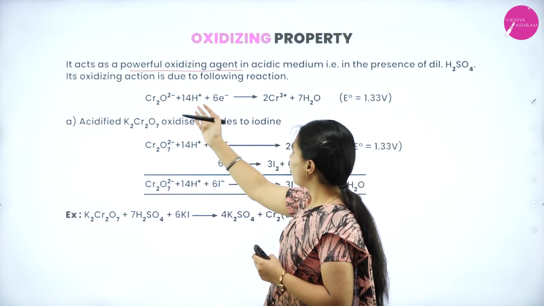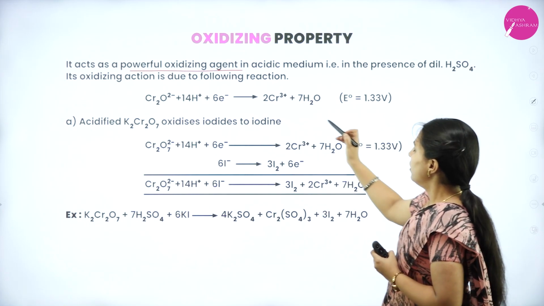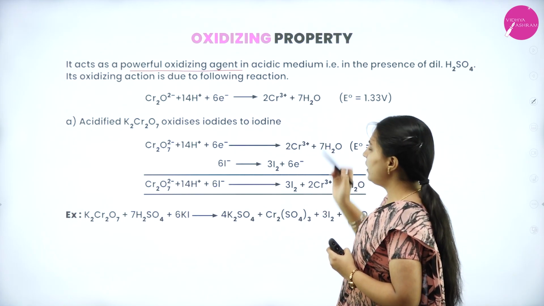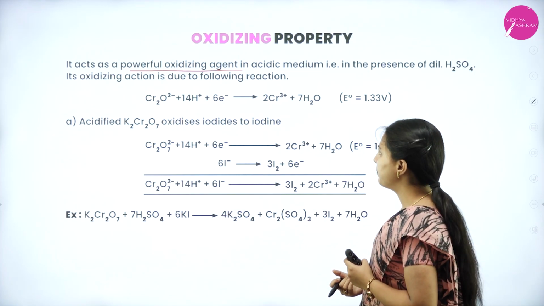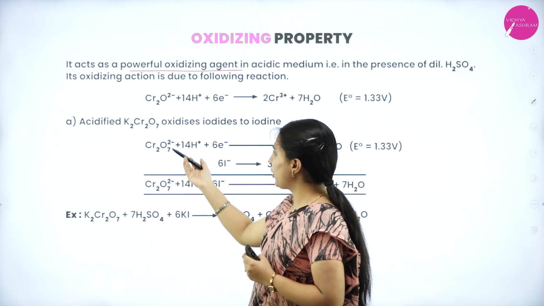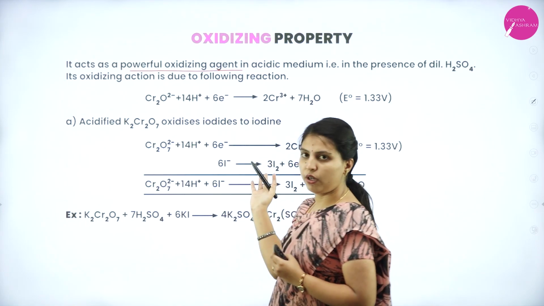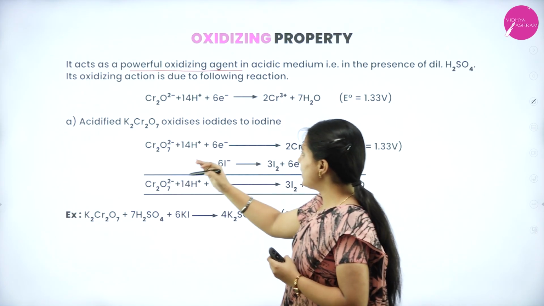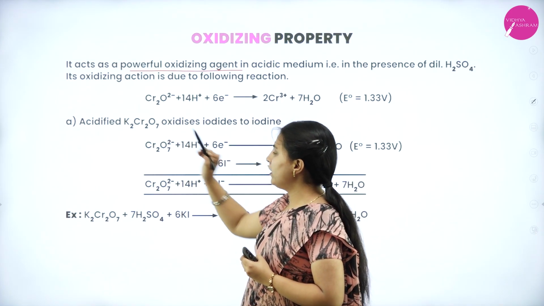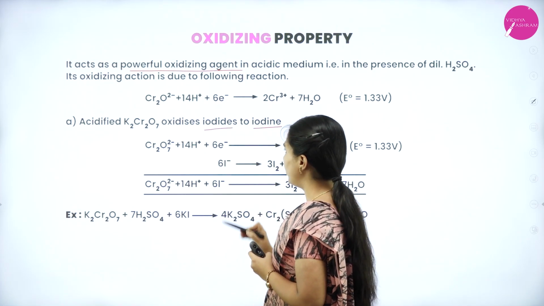Here, dichromate in the acidic medium plus electrons gives Cr3+ and water is liberated. Acidified potassium dichromate oxidizes iodides to iodine. It will act as an oxidizing agent. So, in the acidic medium, acidified potassium dichromate oxidizes iodides to iodine.